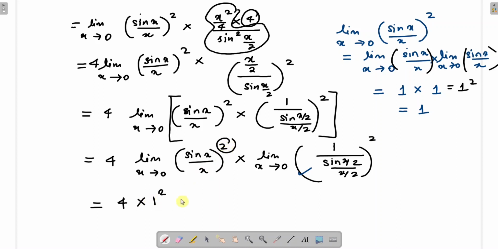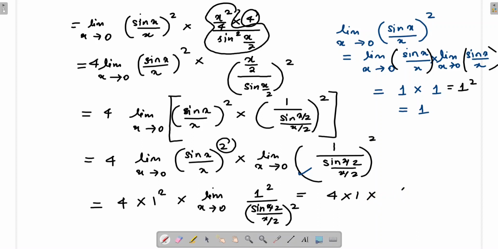Similarly here, what we can do is write this as limit x tends to 0 of 1 square divided by sin x by 2 divided by x by 2, the whole square. This will be now equal to 4 times 1 times 1 divided by limit, we can just put it here, because limit of 1 is the same thing, constant. So sin x by 2 divided by x by 2, the whole square.